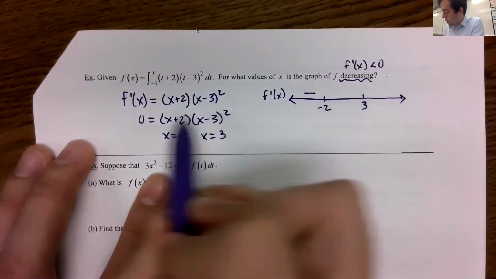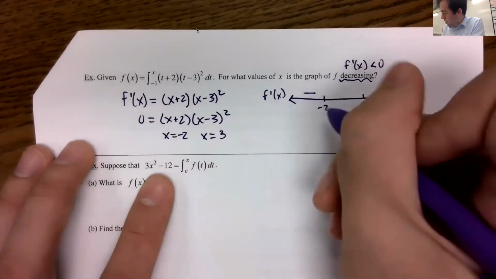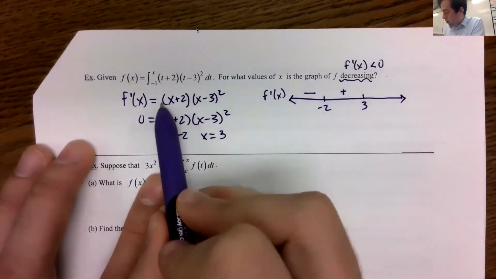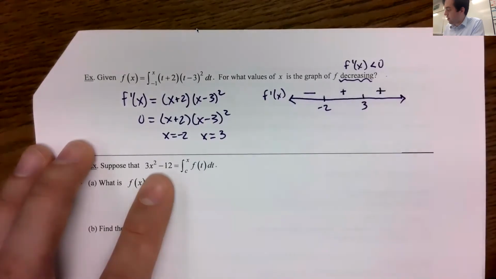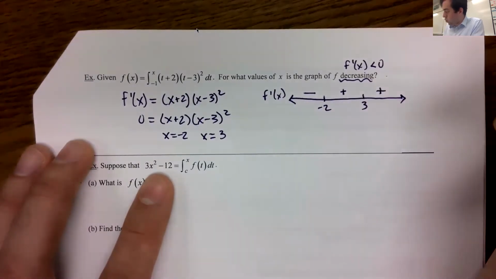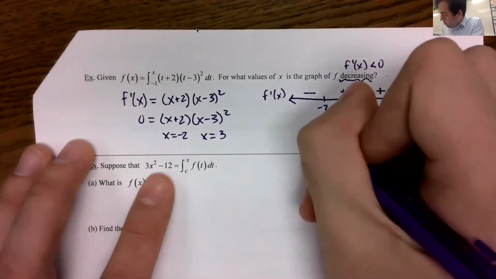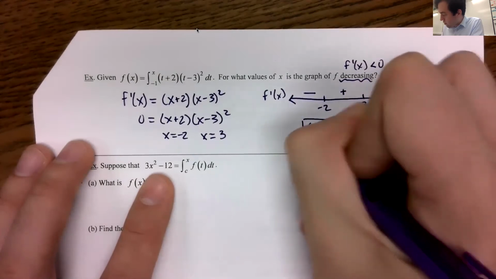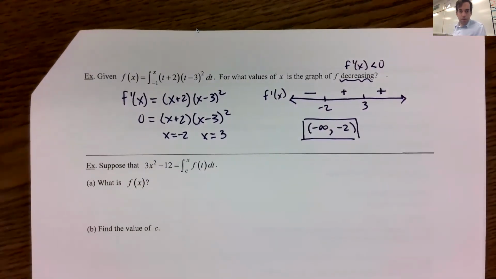If we plug in a number like 0, we're going to get a positive times a negative times a negative. So that's going to be positive. And if we plug in a number like 4, positive, positive, positive. So that's going to be positive. And so when was our first derivative less than 0? It was from -infinity to -2. All right. So there's that one.